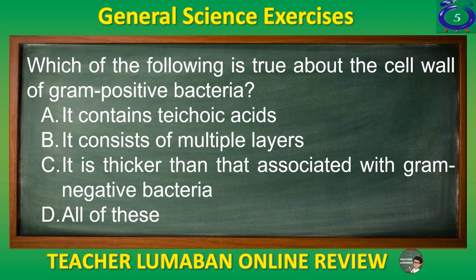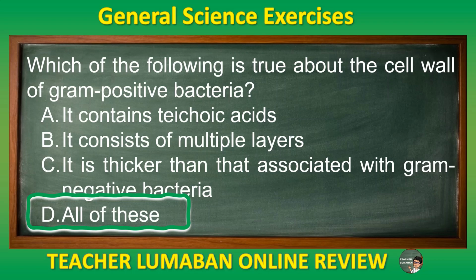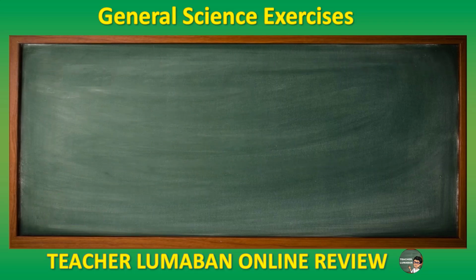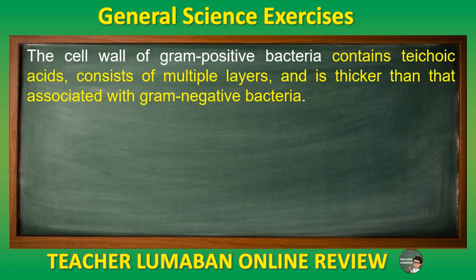5, 4, 3, 2, 1. The correct answer is letter D. All of these. The cell wall of gram-positive bacteria contains teichoic acids, consists of multiple layers, and is thicker than that associated with gram-negative bacteria.